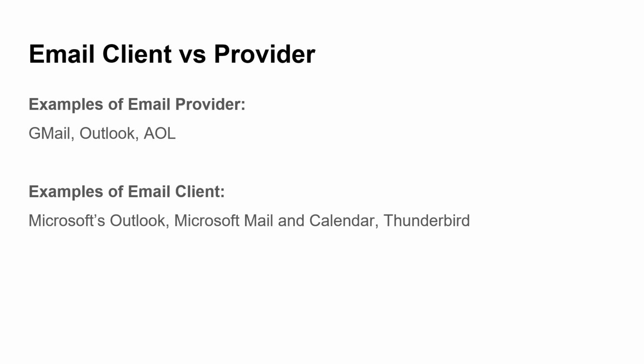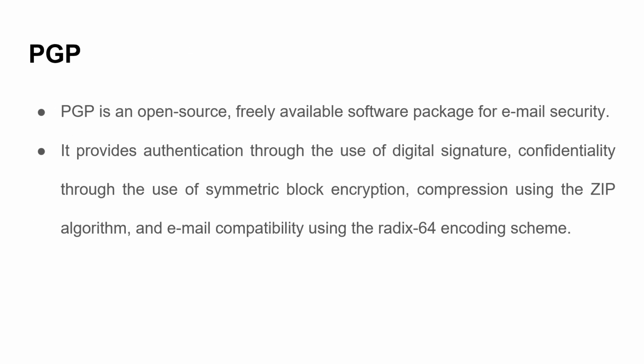Before moving on to PGP, first we have to know what an email client is and what an email provider is. The email client provides the software or platform to send and receive emails, whereas email providers route or transfer the emails. That is the difference between the email client and the email provider. Now we will move on to PGP.